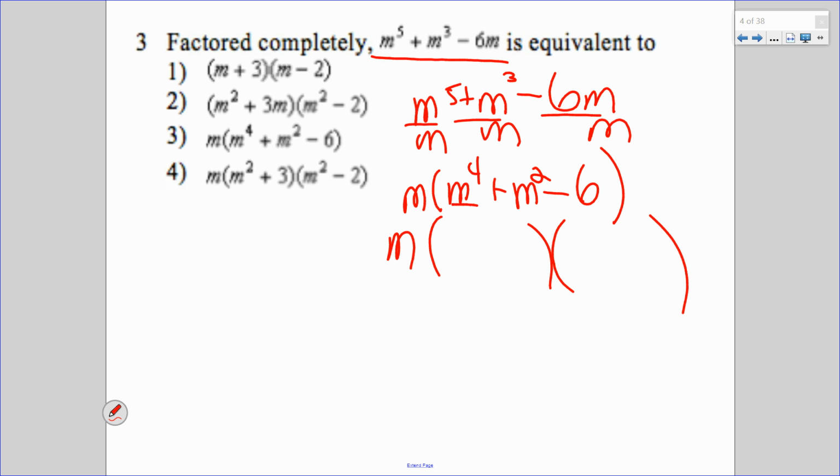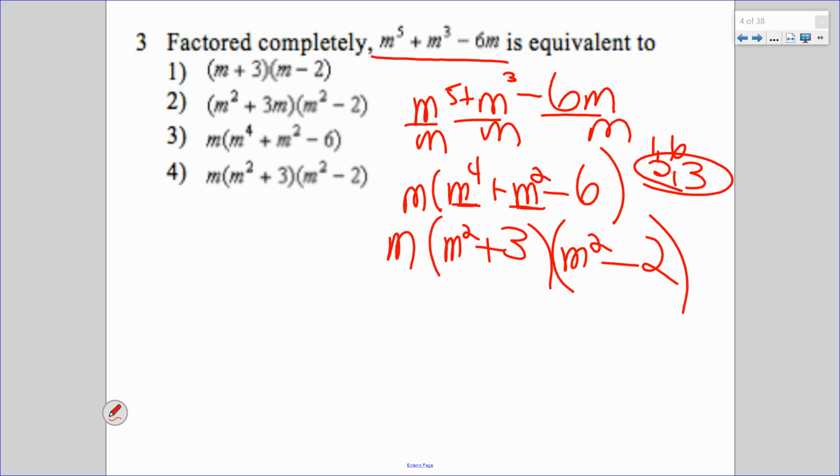Because it's got an M to the 4th and M squared, M squared goes in front of each. First sign comes down. Positive times a negative is a negative. Multiplies to 6. 1 and 6. 2 and 3. Subtracts to 1. 3 and 2. Can that be factored any further? Not on this planet. My answer is choice 4.